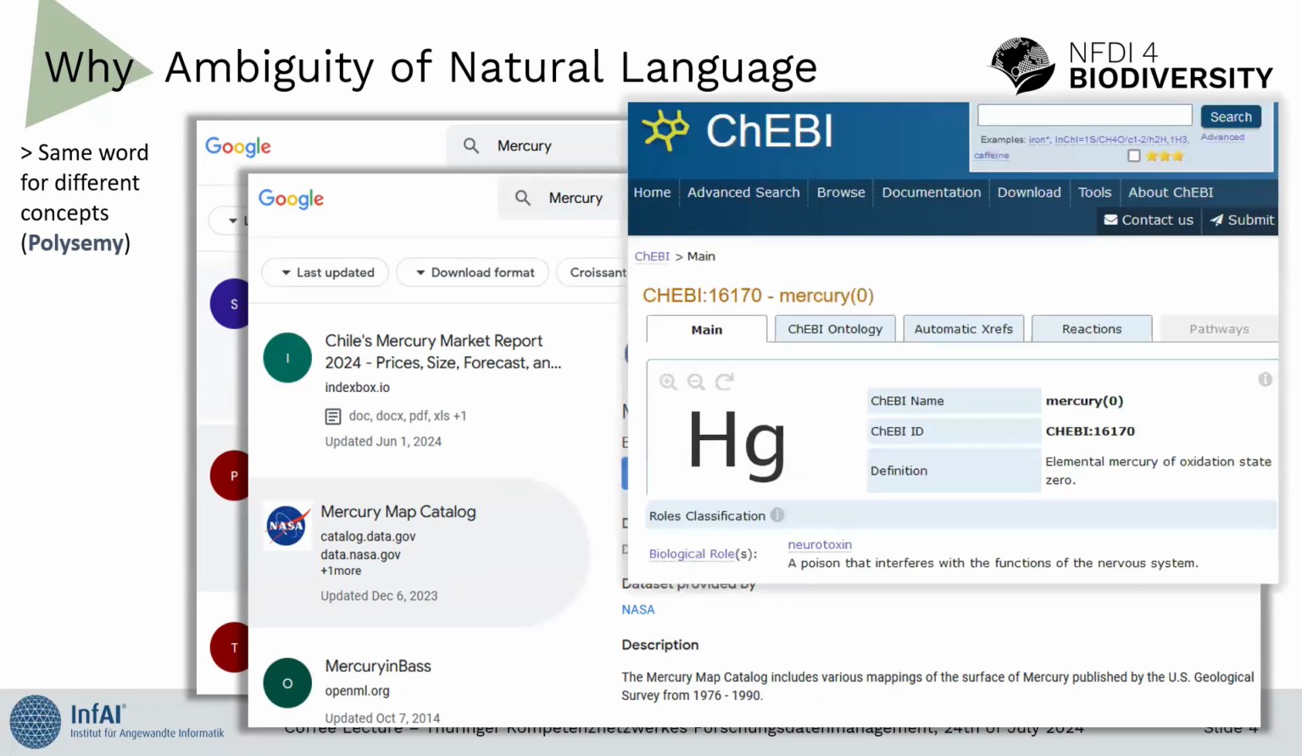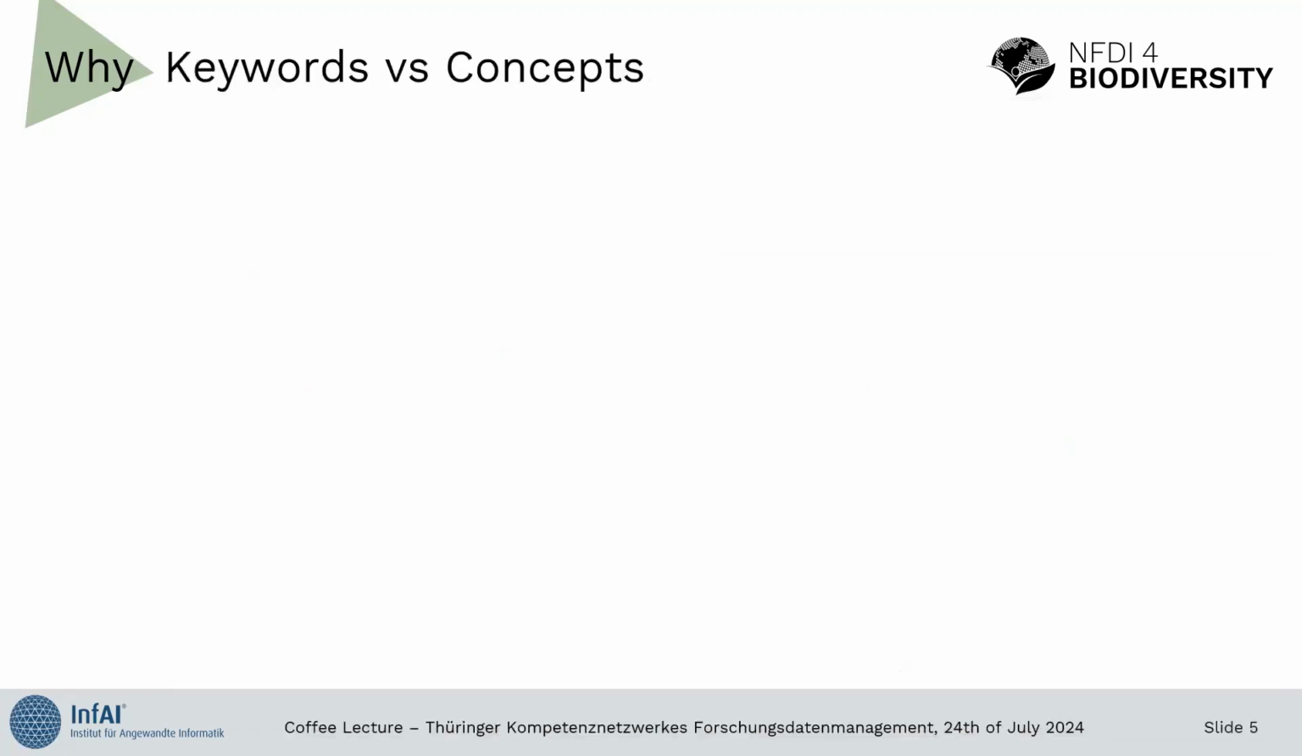So also here we need to remove the ambiguity by connecting to a terminology or an ontology. For instance, in this case, we can use ChEBI to connect to the element mercury, with its definition, saying it is a neurotoxin, and additional complex information like biological role and so on. So what we need to do is to talk about concepts instead of keywords.